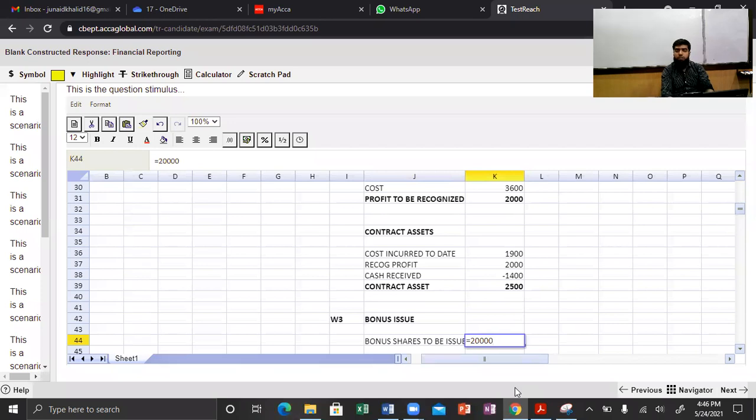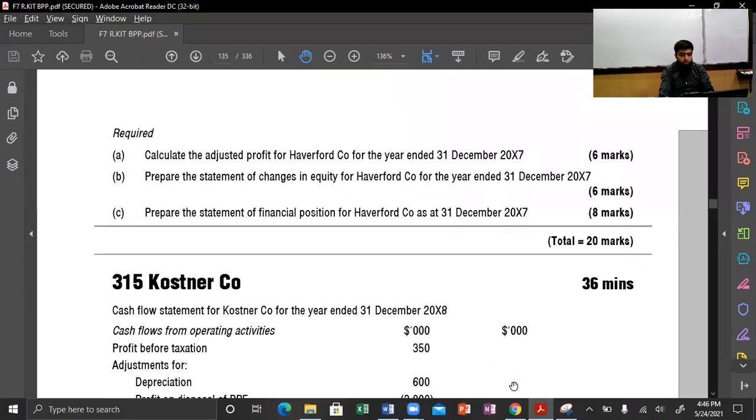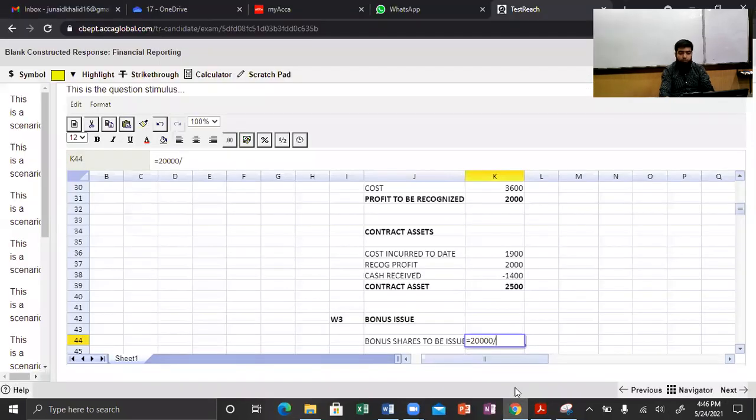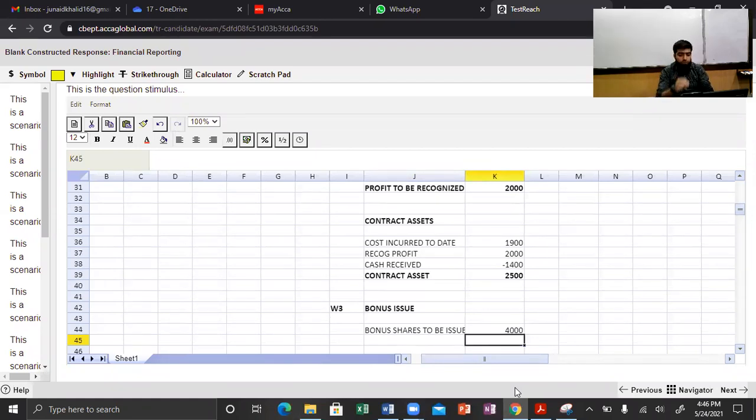20,000 is the total number of shares which the company has, divided by how many bonus shares we are going to issue. That is one more bonus share for every 5, so divided by 5 and multiplied by 1. So 4,000 bonus shares are to be issued.